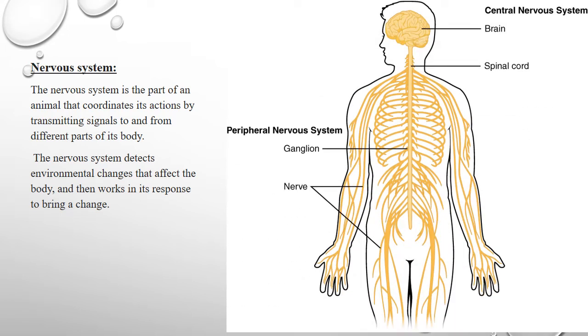Do you know how we understand that something is sweet or bitter, hot or cold? It is just because of our nervous system, because it detects the environmental changes. And then it controls all our senses like taste, sight, touch, and smell. The nervous system controls all the actions of our body.